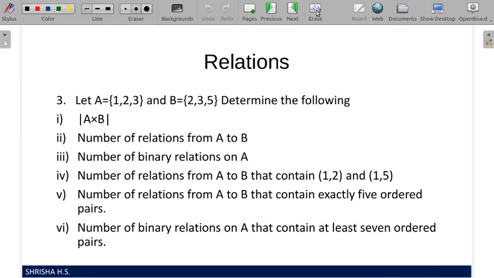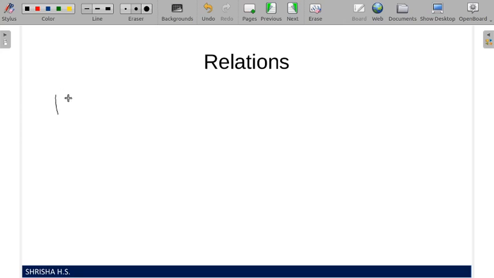Now this question: let A equal to {1, 2, 3} and B equal to {2, 3, 5}. Determine the following. First is the number of elements in the Cartesian product of A and B. If the number of elements in A is m and the number of elements in B is n, then mn is the number of elements present in the Cartesian product of A and B. Don't get confused between the number of relations from A to B and the number of elements in the Cartesian product of A and B.